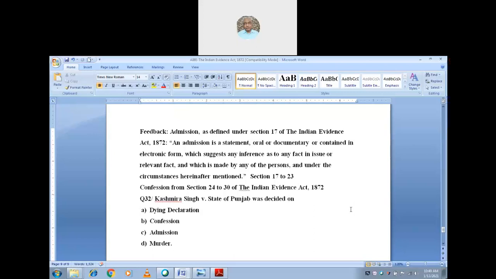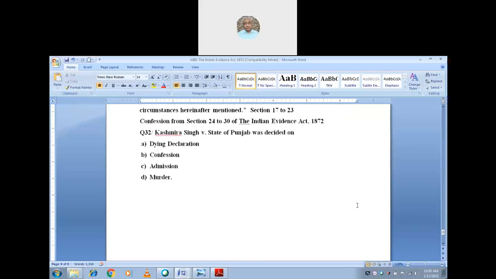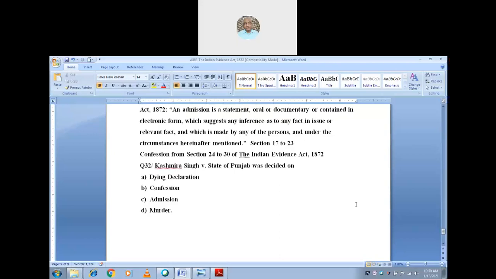Next question is Kashmir Singh versus State of Punjab. Sir, will they ask this also? It is not that they will ask it; I saw it in a model paper, so I put it here. The question came in 2019. Kashmir Singh versus State of Punjab was decided on what basis: dying declaration, confession or admission? I found it is not a dying declaration, but I said it is a murder because he was imprisoned over there, but later on he was acquitted in the case law. So that was what I actually made.